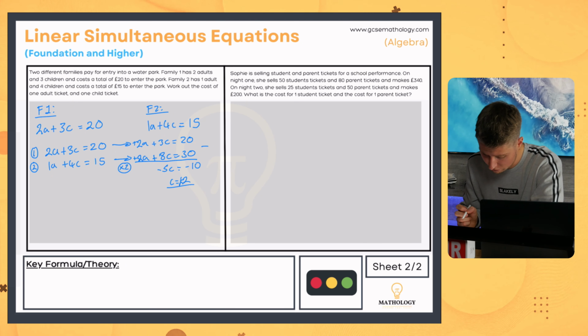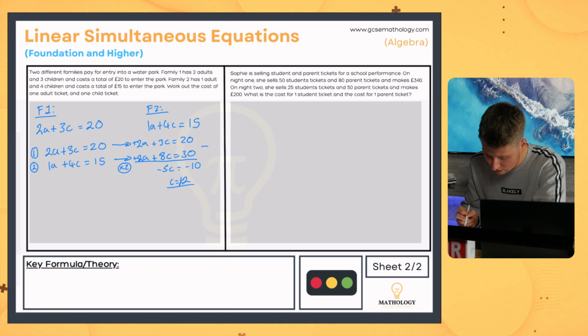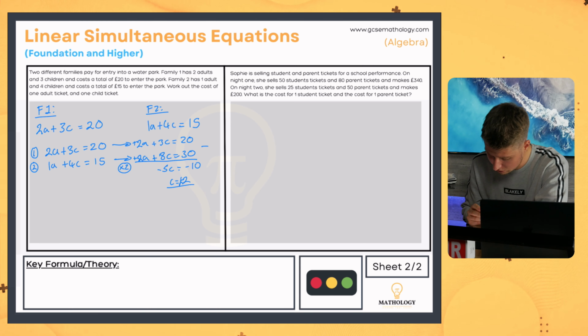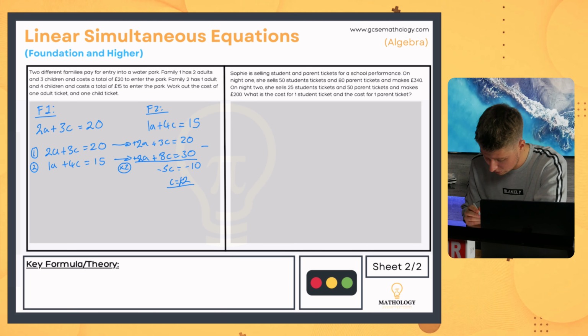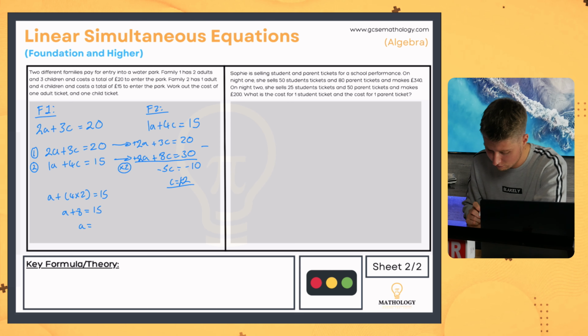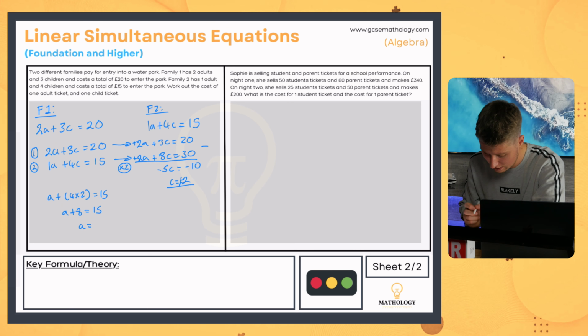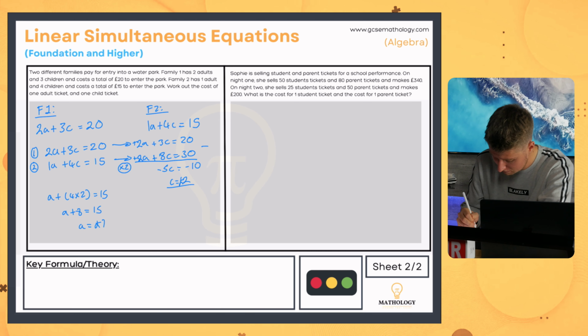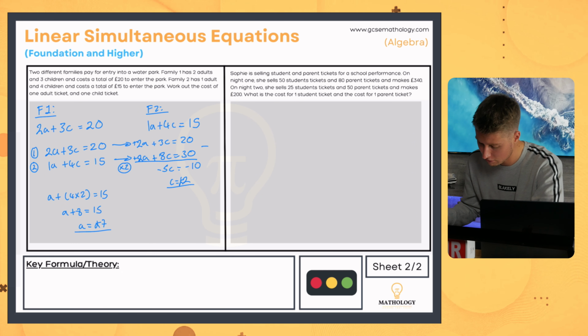And then to get the cost of an adult ticket, we substitute 2 into either equation 1 or equation 2. So let's choose equation 2. So we've got a plus 4 times 2 equals 15. So a plus 8 is equal to 15. So if we subtract 8 from both sides of the equation, a is equal to £7. So the cost of an adult ticket is £7.